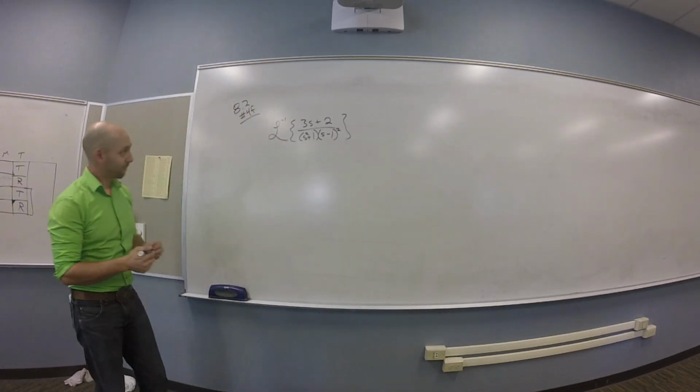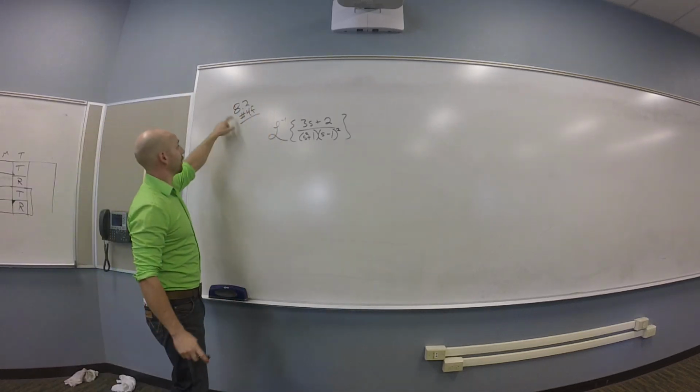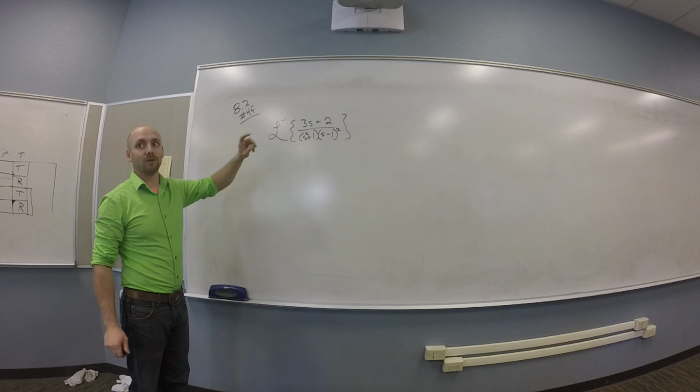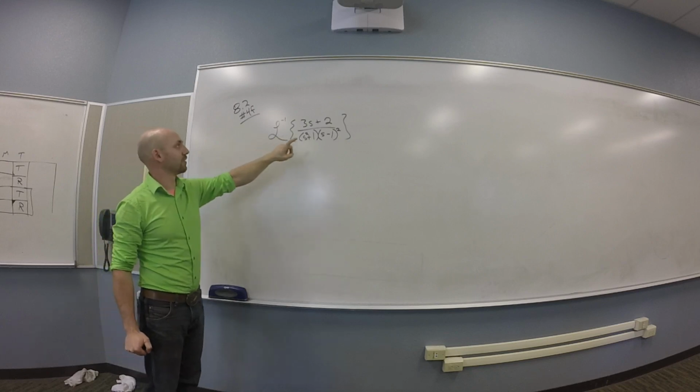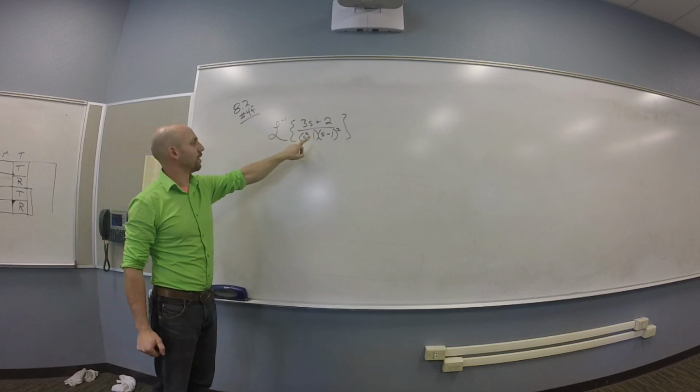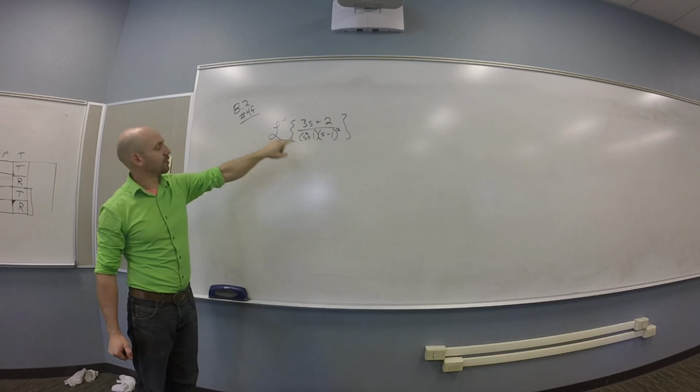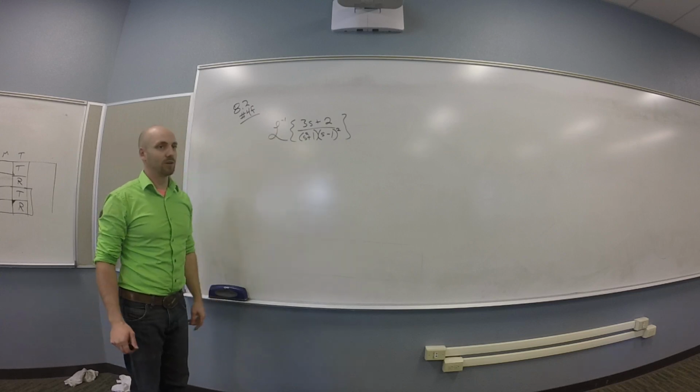Okay, so I want to try number 4f and 8.2. This is the inverse Laplace transform of (3s + 2) over (s squared + 1) times (s - 1) quantity squared.